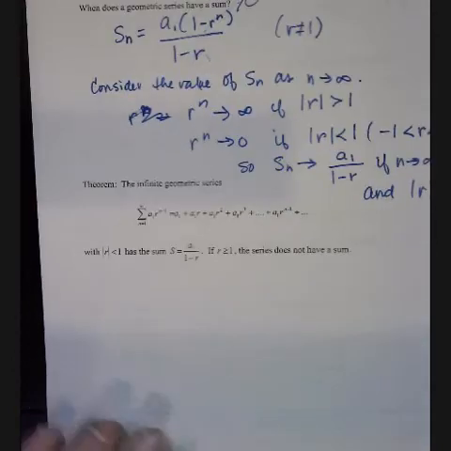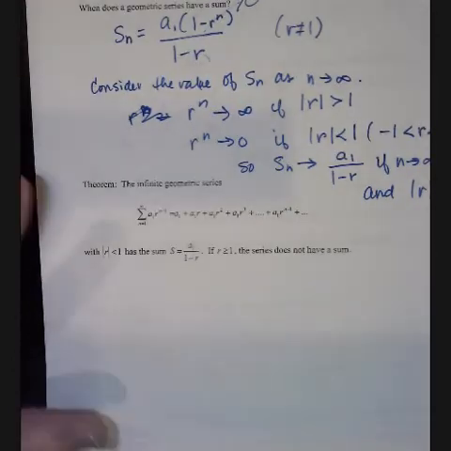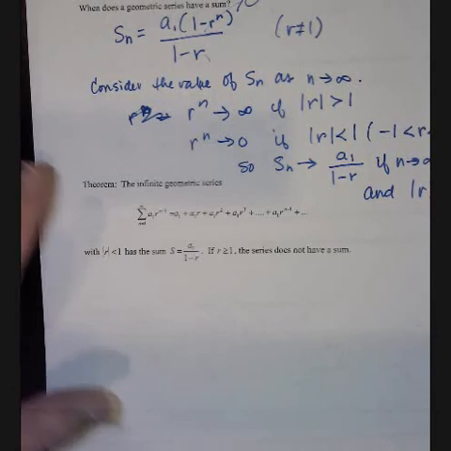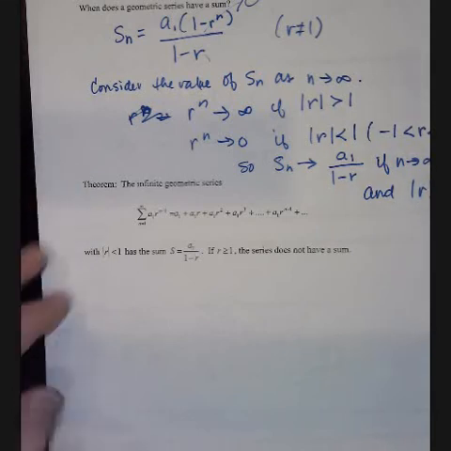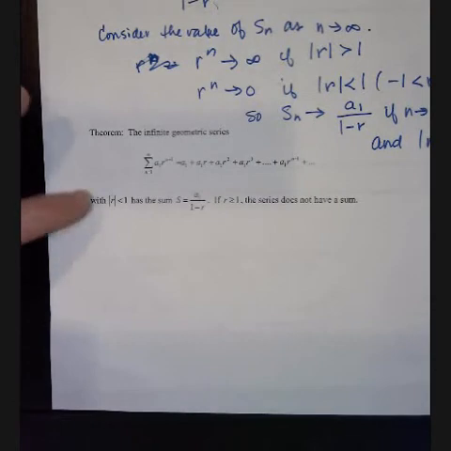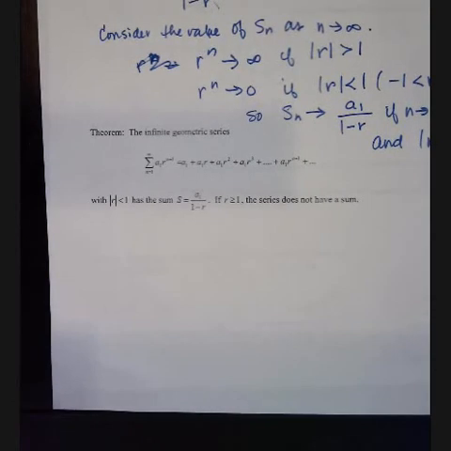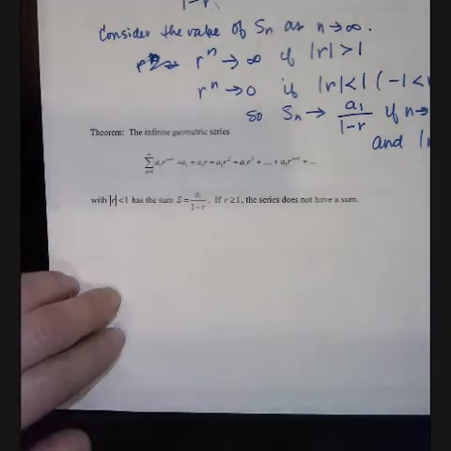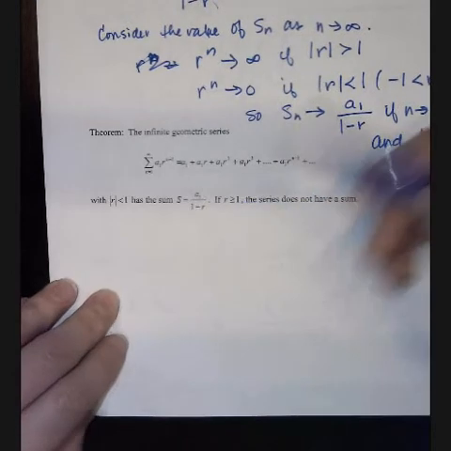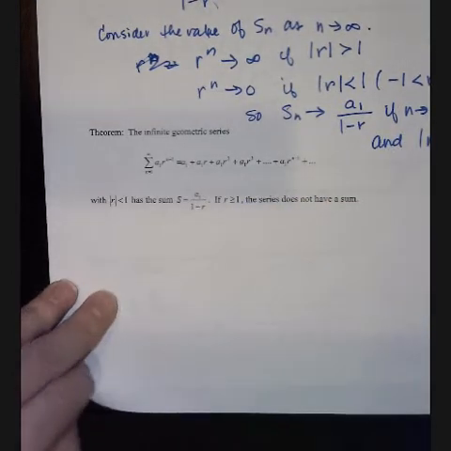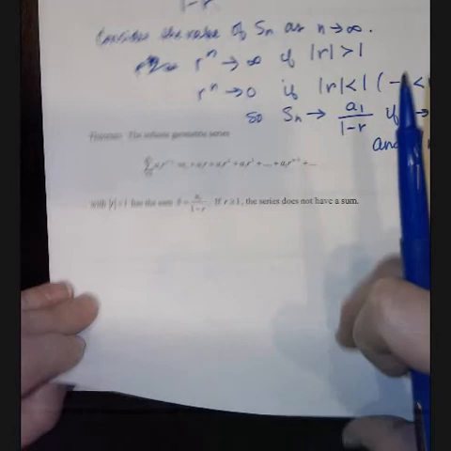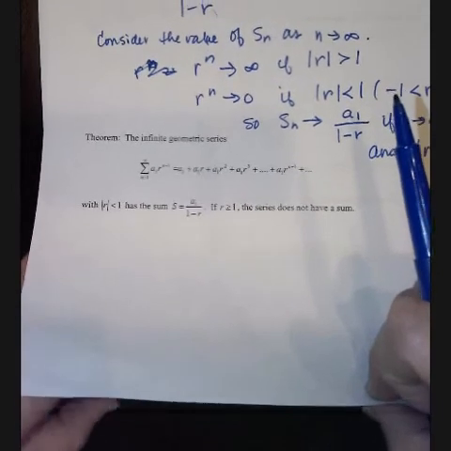Okay, so that's the only time the geometric series has a sum, is when r is between -1 and 1. And that's what this theorem is saying right here. So if the absolute value of r is bigger than or equal to 1, then the series does not have a sum. And we're not really interested in r being equal to 1.